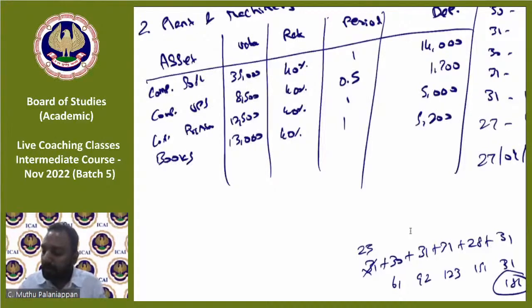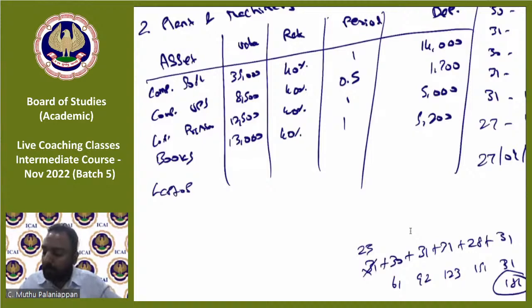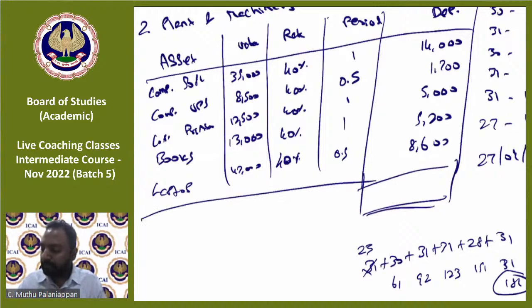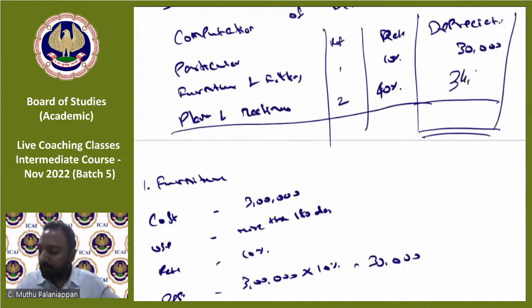So that is there. And then you have computer printer, books, and then you have the laptop. How much is that laptop? It is 43,000. It was purchased and used on 8th October. So it is less than 180 days, so 0.5. So 43,000 into 40% into 0.5 is 8,600. So the actual depreciation is basically how much? 15,700, 20,700, 25,900, 26,500, 34,500. So you come back here and write 34,500. So total depreciation is 64,500.